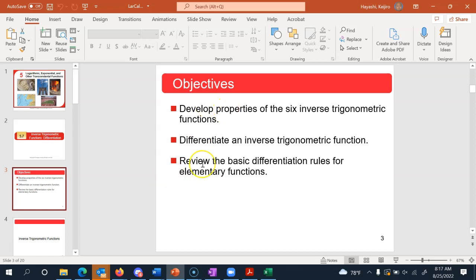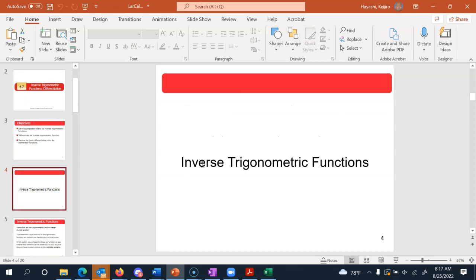And then at the very end, after talking about the inverse trigonometric functions and their derivatives, we'll just quickly go over the differentiation rules, we did this last class, and see if there are any that we missed, and just look at all of them at once. Okay.